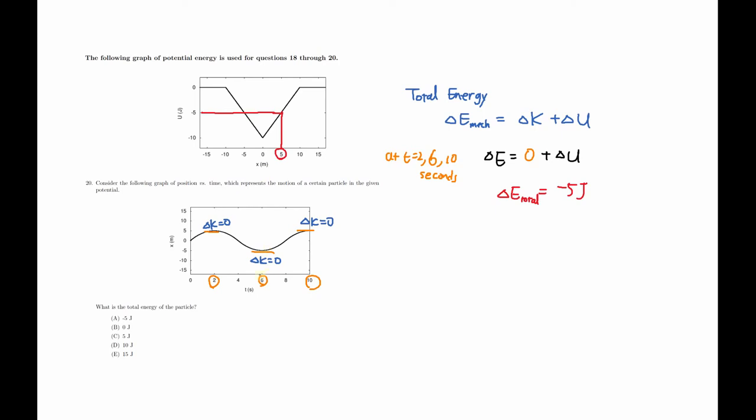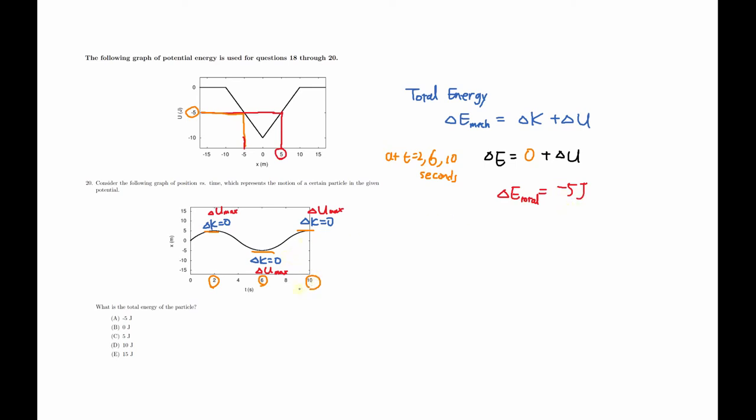Alright, so let's see what happens at other times. When we go to 6 seconds, we have the kinetic energy equals 0, just like 2 seconds, and that means our potential energy is at maximum. So let's go to our position -5. So you go -5 here, and then you go up. It's the same kinetic, the potential energy, so -5 joule again.